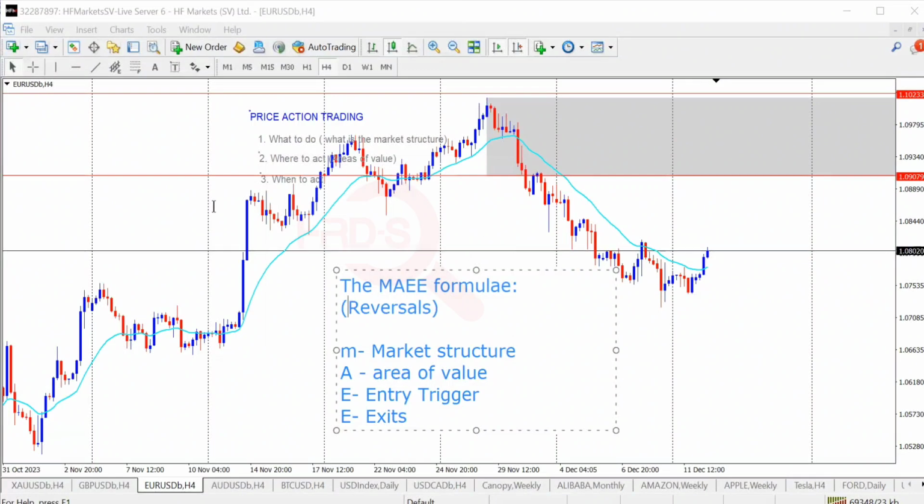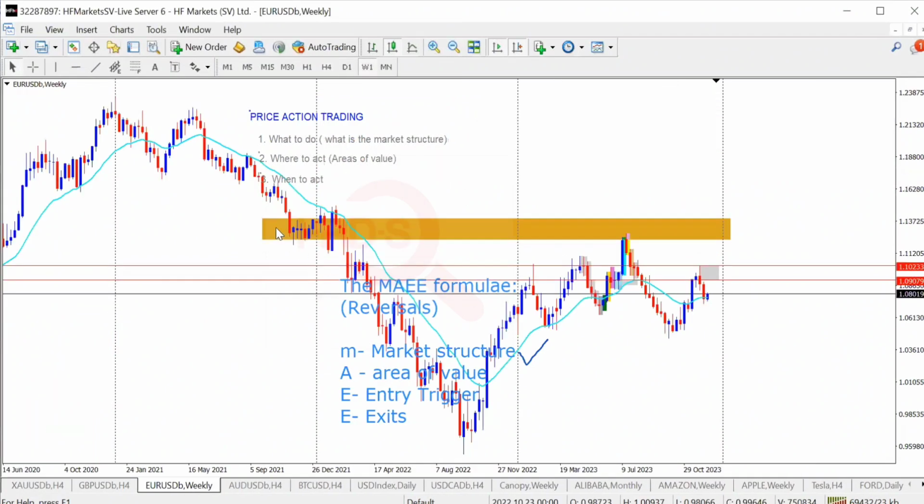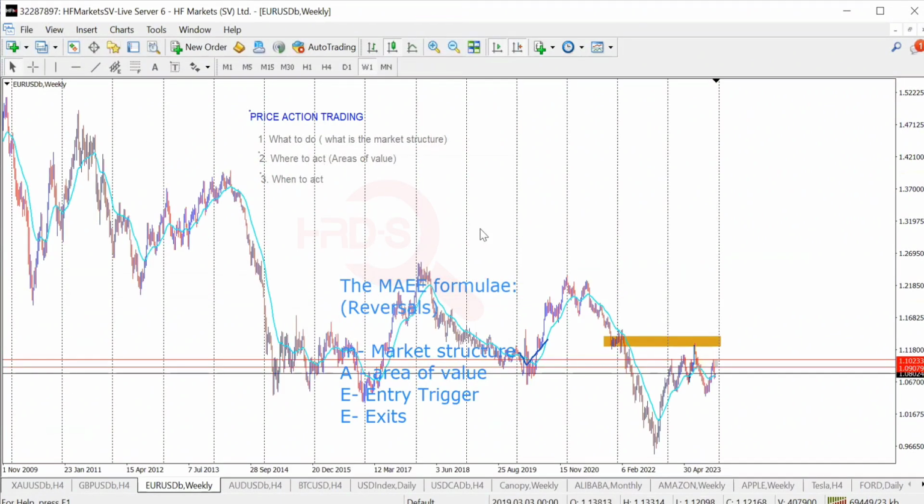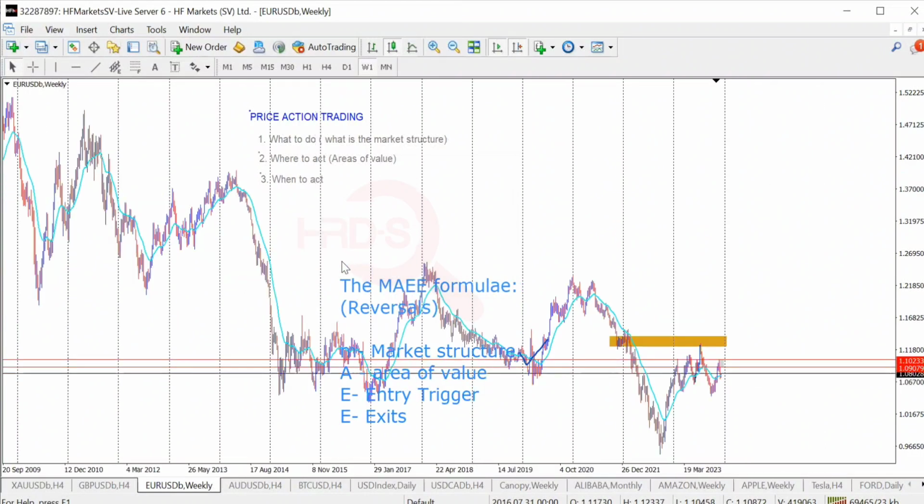When you have determined the phase that we are in, what is the next thing? Area of value. Find your area of value, place your Fibonacci and mark out the place of discount, or look for support and resistance zones. That is, you go to your weekly time frame. If you want to get your support and resistance zone very well, you zoom out and identify areas of multiple touches from many years ago.